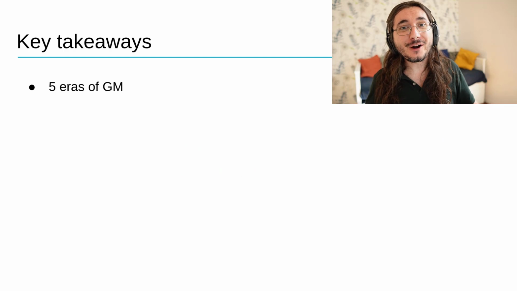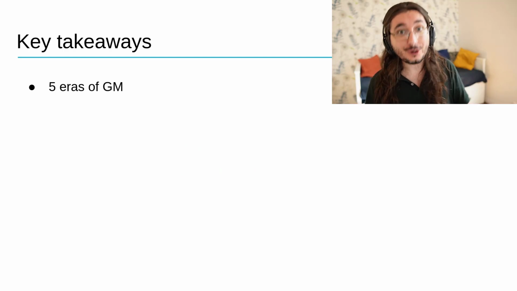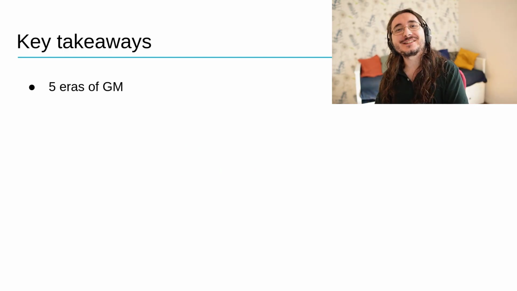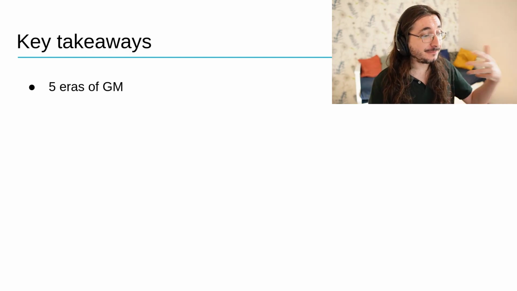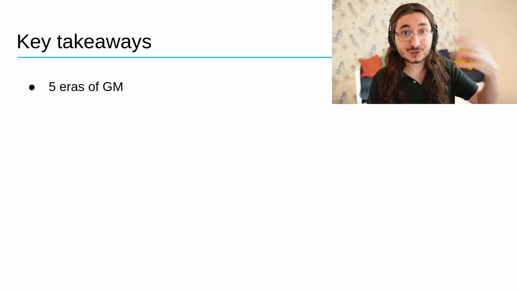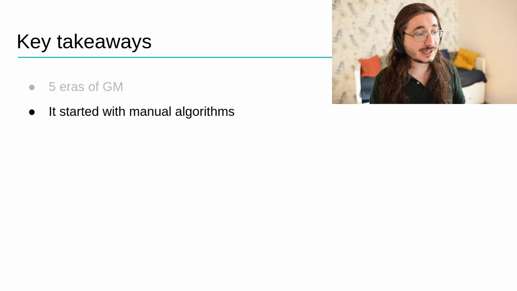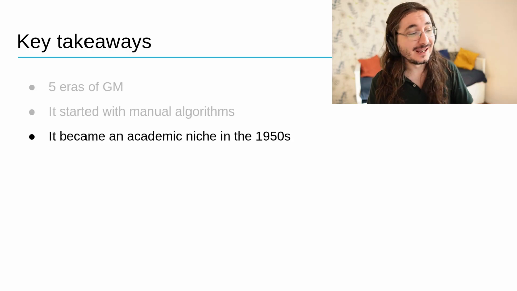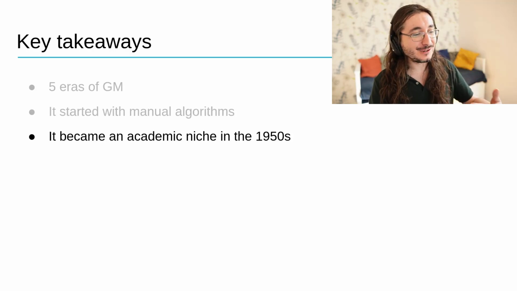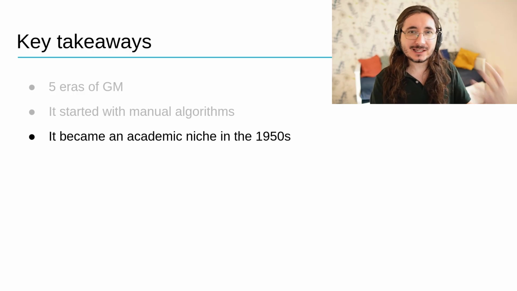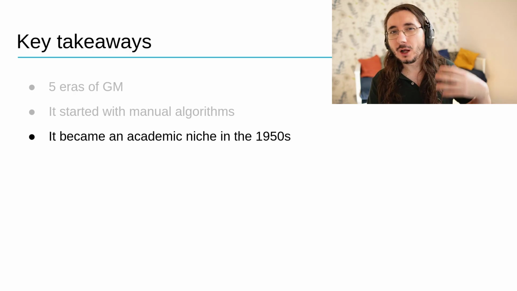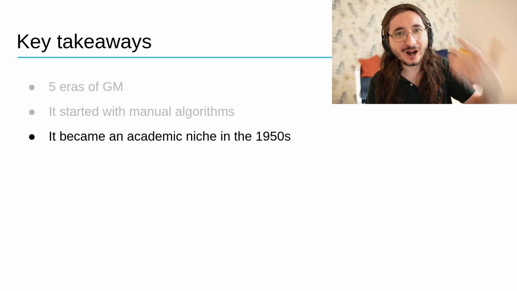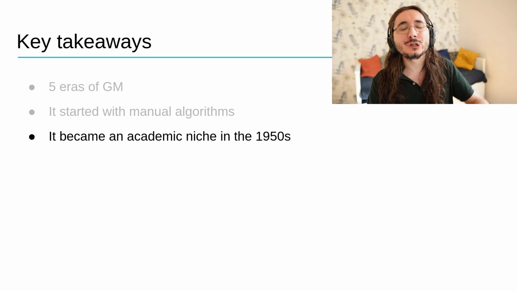Okay, folks, we are at the end of this historical journey. Congrats for getting until the end of this lecture. By now you should know that there have been 5 different eras of generative music. It all started with manual algorithms. Then we moved on to the academic era, and at this point from the mid-50s until the end of the 2000s, we had a lot of researchers pouring their hearts into algorithms that could create music autonomously.